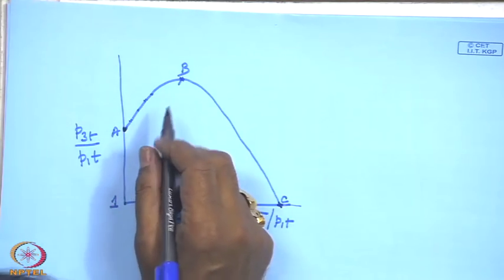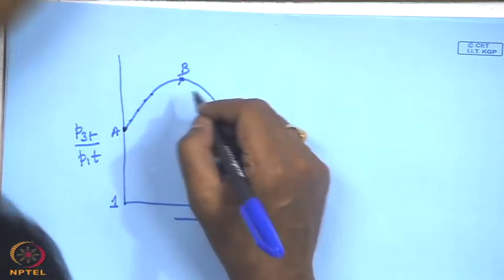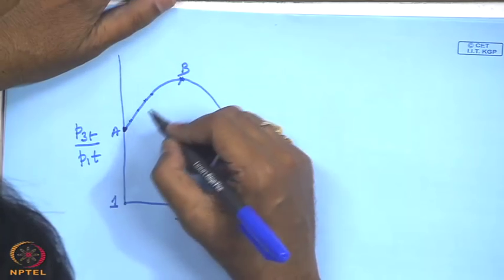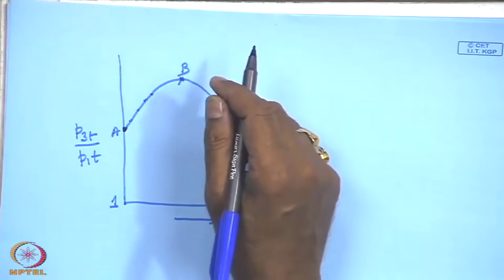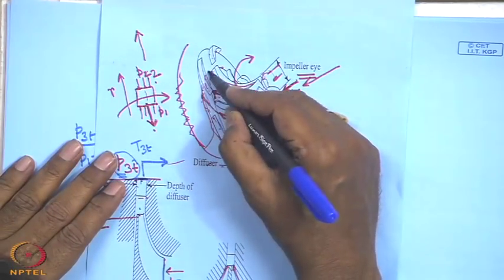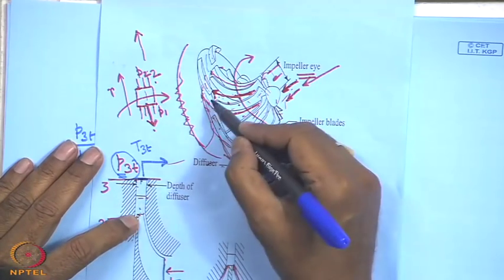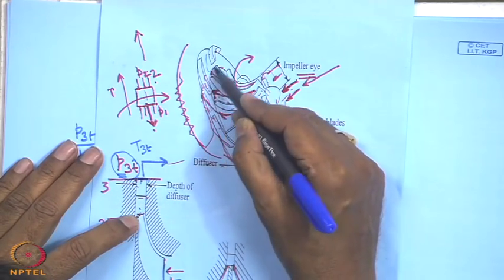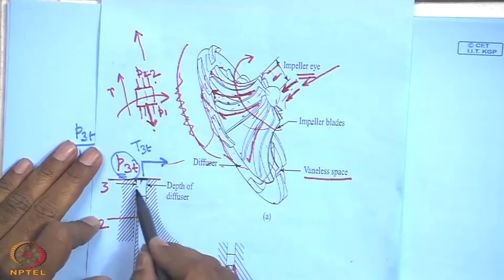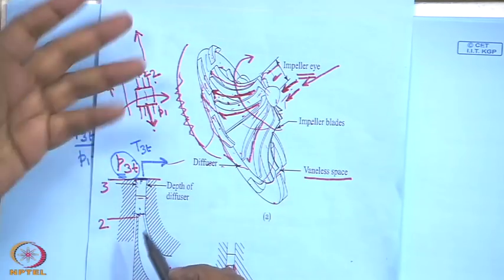Now, when we slowly open the valve of the delivery line, what happens? The flow commences. And when the flow commences, the flow takes place through the diffuser vents, and also the vaneless space. Now, when the diffusion process takes place through the vaneless space and the diffuser vents as a whole, which is shown in the diffuser, then what happens? Again, a pressure rise takes place because of the diffusion process.